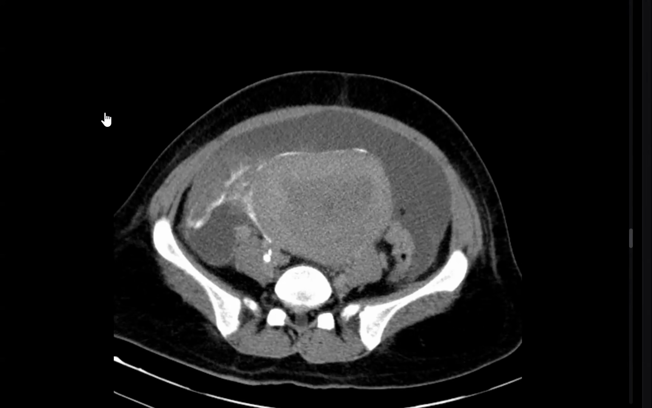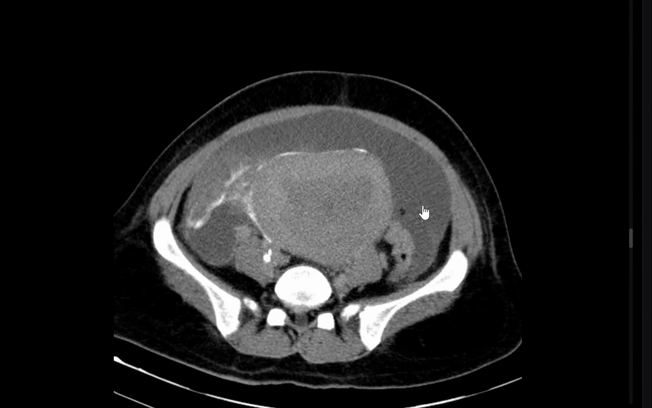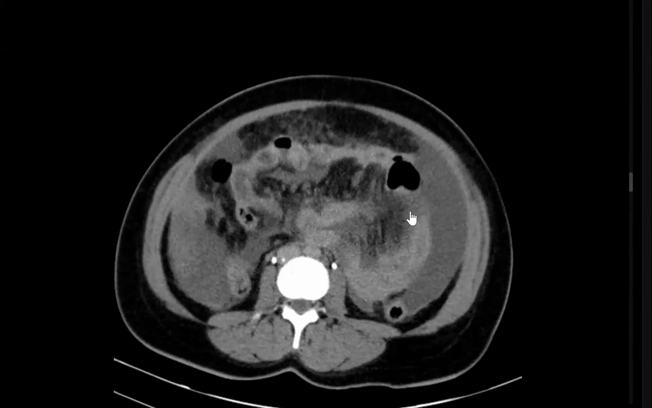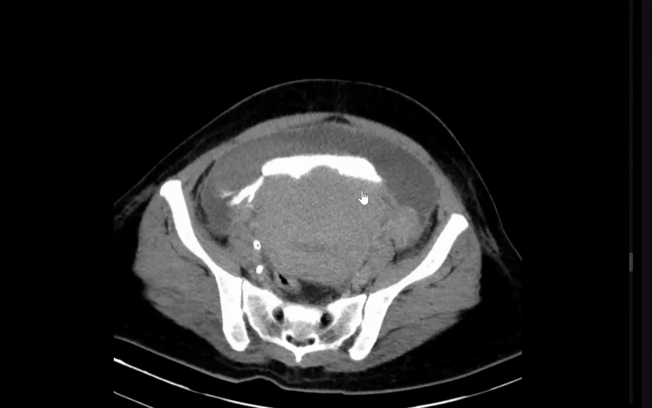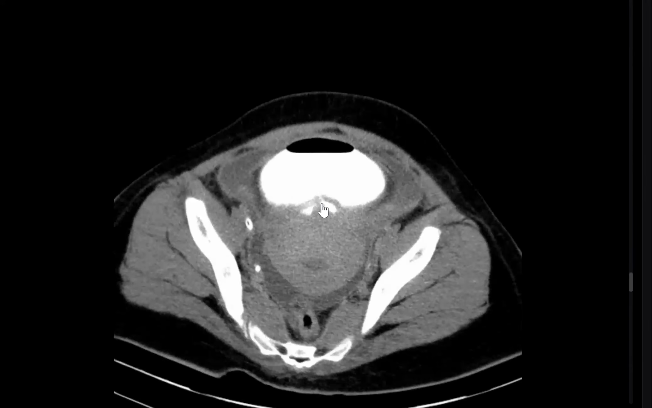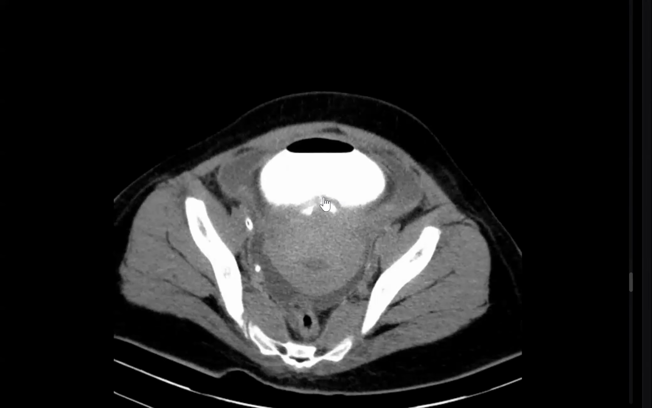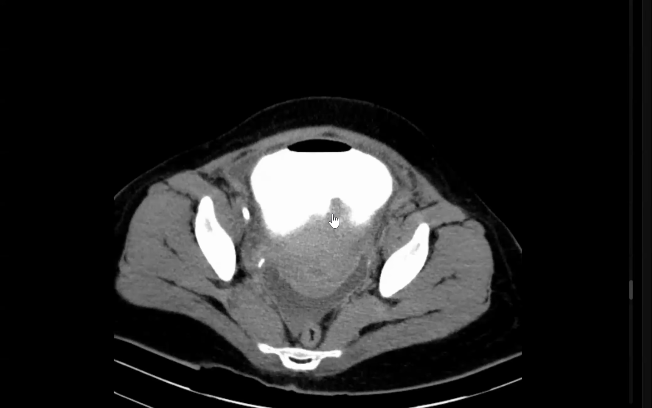Can you scroll now? This is a common complication, and this is a common quiz. Here I can see that there is extravasation of the contrast around the urinary bladder, anterior to the uterus. And here I can see an area of leak at the posterior inferior wall of the urinary bladder. This is the commonest location in case of cesarean section.